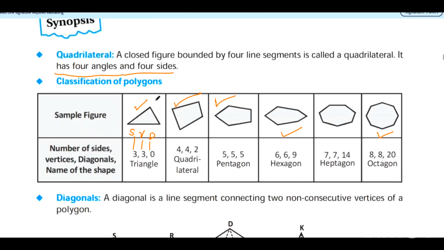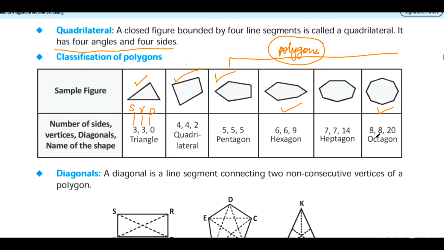Clear? Now from here, some of the times from quadrilateral or some of the times from pentagon, after pentagon, everything is called polygons. We will discuss this polygon deeply in our following chapters and questions too. Right now you understand what is meant by octagon.